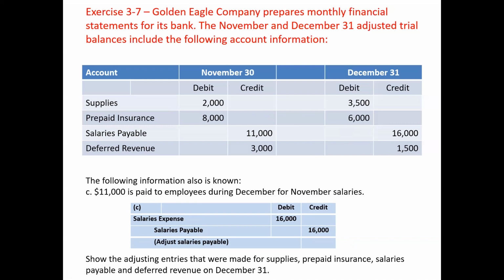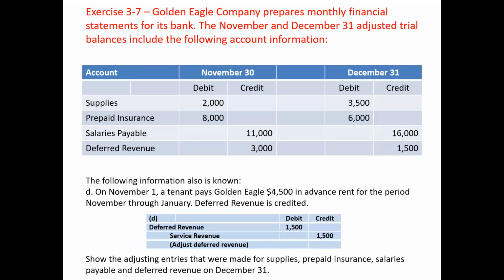Now we see a salaries payable sitting as of December 31st of 16,000. That means to me, we probably incurred salaries of 16,000 during December that we haven't paid yet. So we would have debited salaries expense of 16,000 and credited salaries payable of 16,000. Because remember, we record expenses in the period to match the revenues. These salaries happened in December. We need to record them in December.